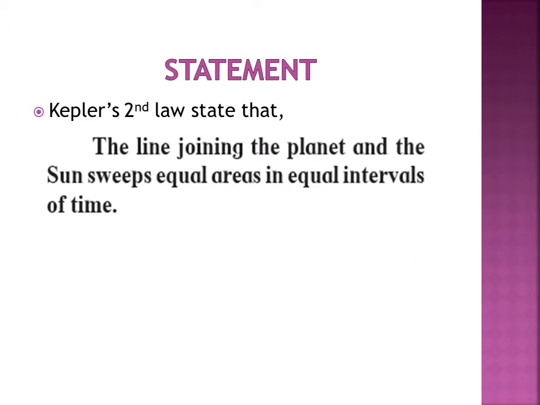The statement of Kepler's second law is: the line joining the planet and the sun sweeps equal areas in equal intervals of time.